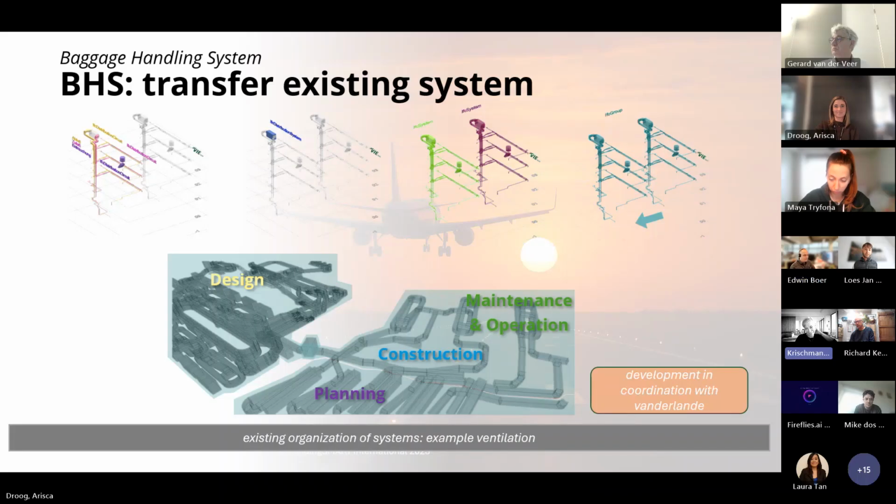Yeah. So what is important is that we define these systematizations right in the beginning of a project, because we use it all the time within design, planning, construction, and of course in maintenance and operation, which is the huge goal, to have all this information within a running airport. So next.